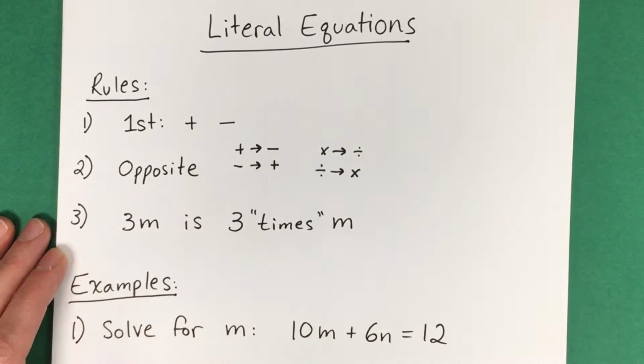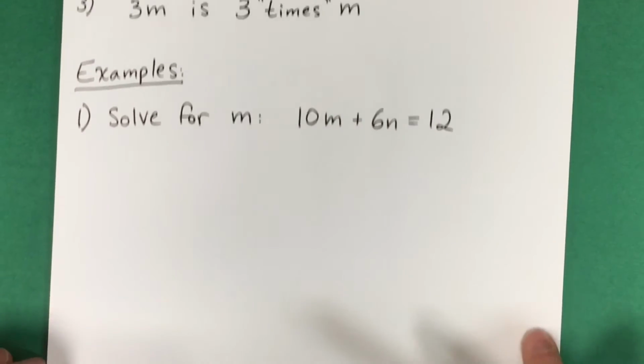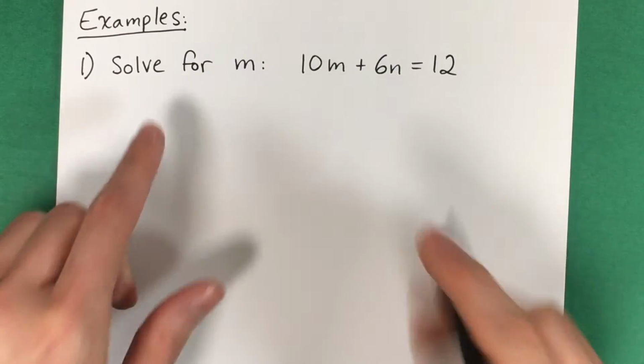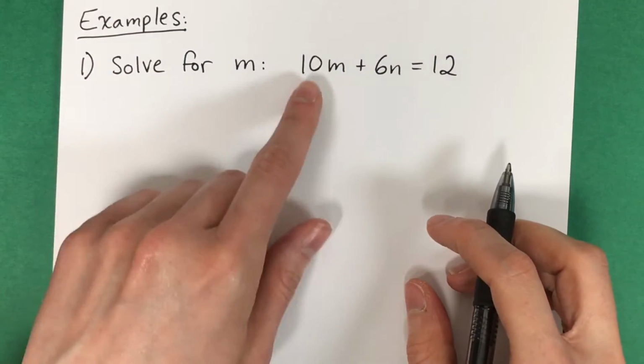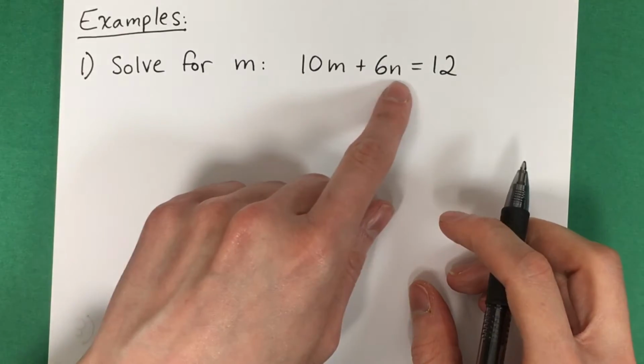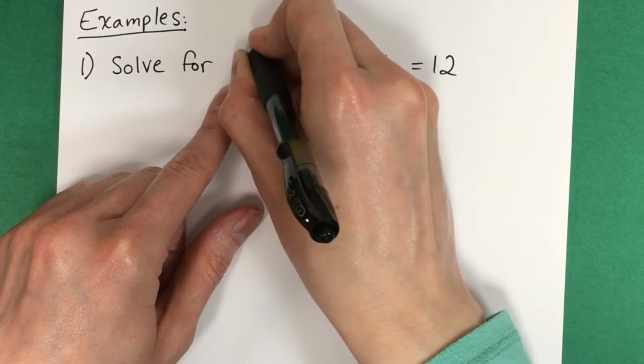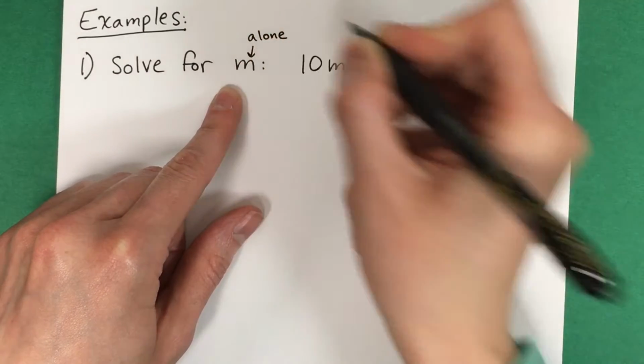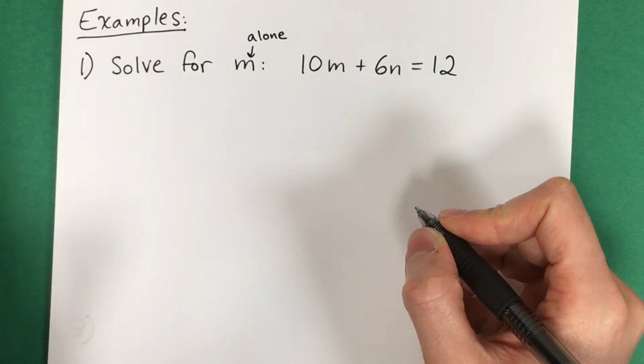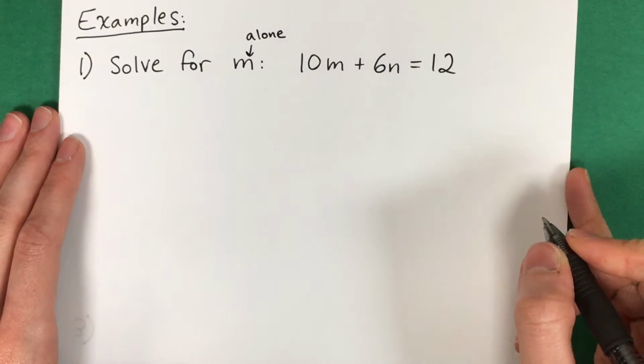Okay, so here's our first example. They said solve for m, and we have 10m plus 6n equals 12. Solve for m means I want this m alone, sola. I want it alone. That's my goal, es mi meta. So let's go ahead and get started.